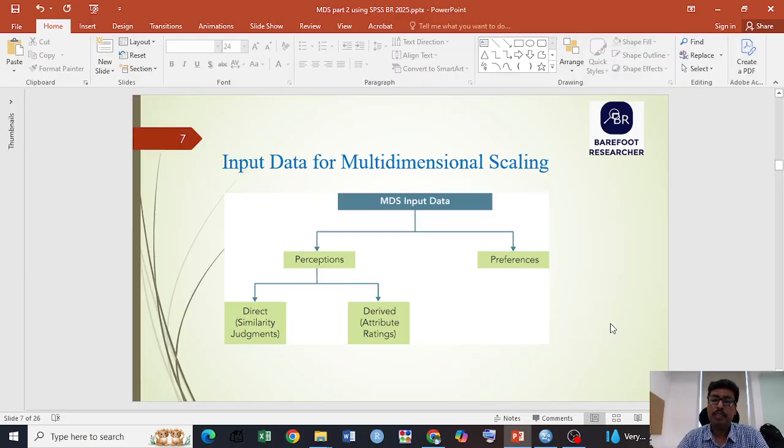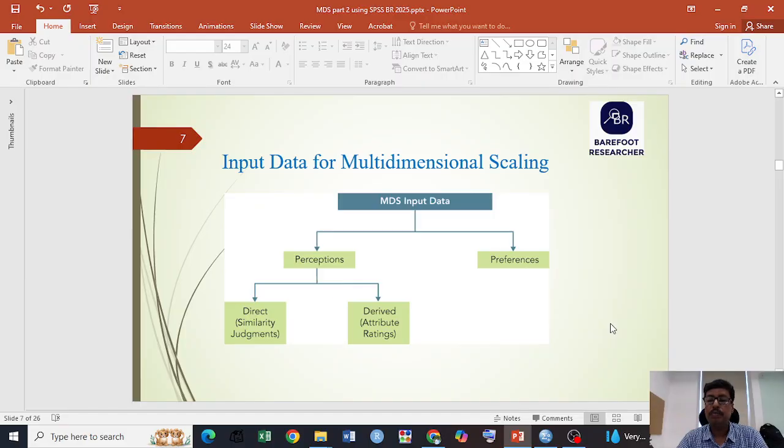Now, how to get the input data? One is called the perception base, where there are direct and derived methods. In the direct method, we can ask, can you compare brand A with the rest of the brands? So if we take 10 toothpaste brands, I can ask, can you compare Colgate with the rest of the 9 brands? And derived is basically, I ask the same question, can you compare Colgate with the rest of the 9 brands in terms of cavity protection or teeth whitening? So the attributes are given by the researcher.